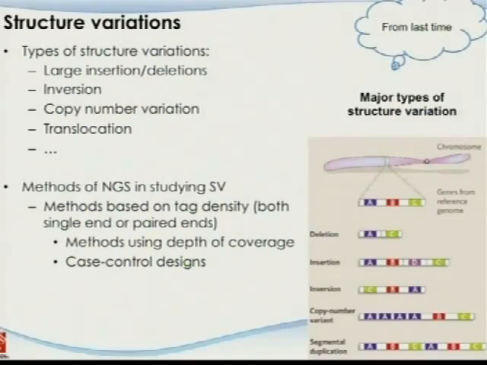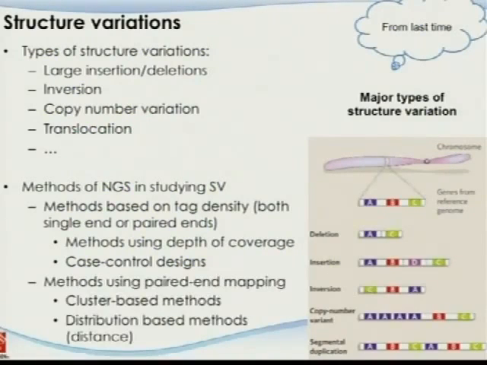These are the methods using depth of coverage to compare different regions, and also, for case-control studies, to compare the same regions. If you go back to your notes, you'll find it. And the second category of methods are the ones using paired-end mapping. Basically, you know that one end is here and the other one is here. And there are cluster-based approaches for genome rearrangement.